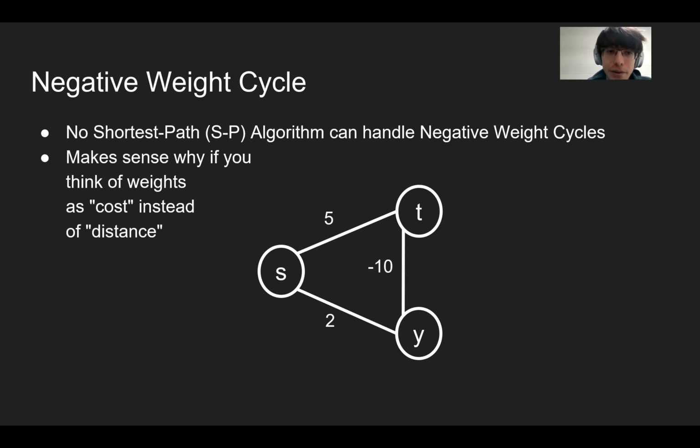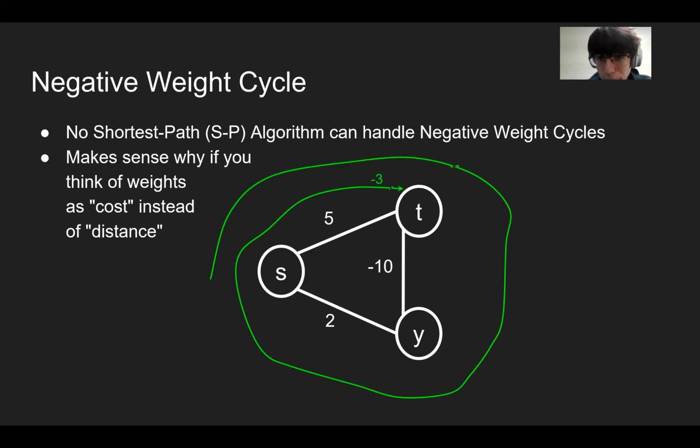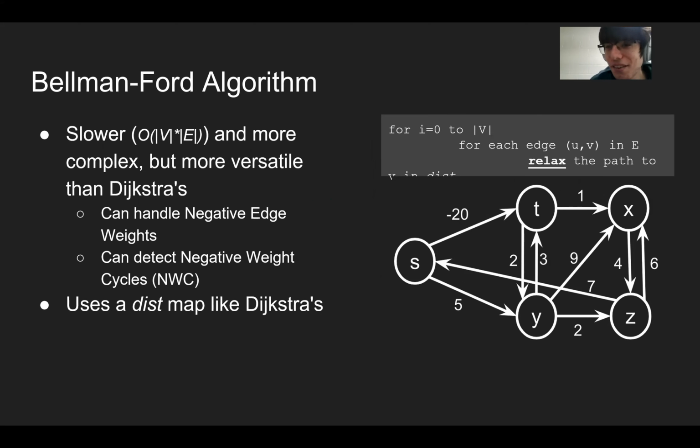But here we have a negative weight cycle. It also includes a negative weight edge, but it also is a cycle. And so here it's better to think of cost rather than distance, because maybe it's hard to understand where distance will come into play with negative. But as we said, it costs negative 3 to go all the way around the cycle. So just keep taking the cycle, and it's less and less cost. So there is no shortest path, but we would need to know that somehow. So how do we identify that?